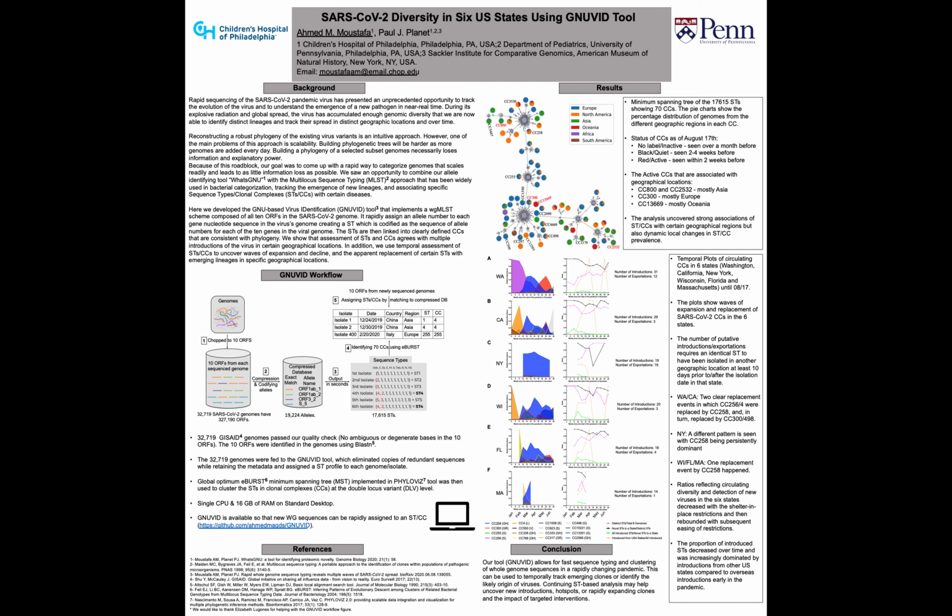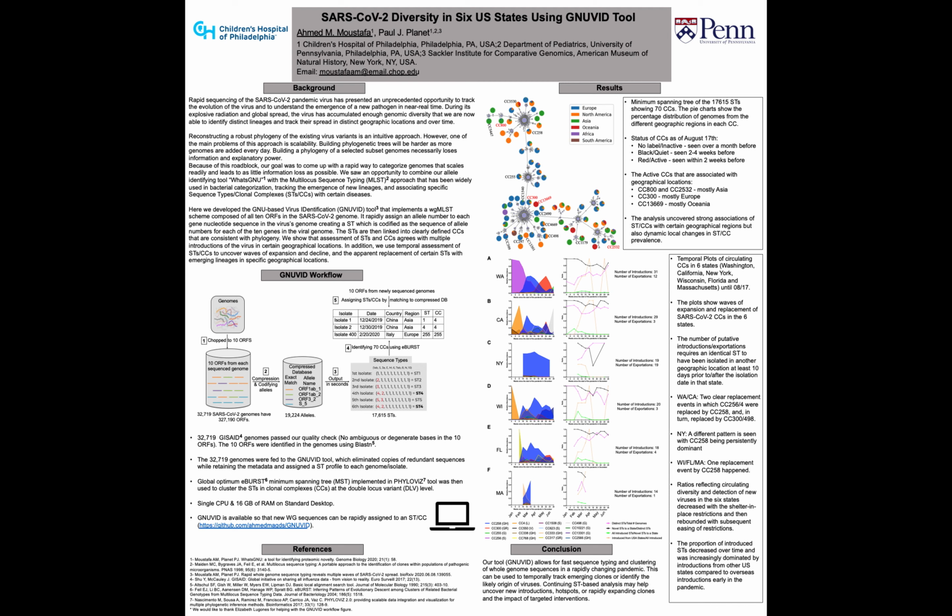The analysis uncovered strong association of the sequence type and clonal complexes with certain geographical regions, but also dynamic local exchanges in sequence type and clonal complex prevalence. Another great utility of GNUVID is temporal plots of the circulating clonal complexes in certain geographical regions. We have applied that to 6 states in the US: Washington, California, New York, Wisconsin, Florida, and Massachusetts. And the plots show waves of expansion and replacement of SARS-CoV-2 clonal complexes in the 6 states.